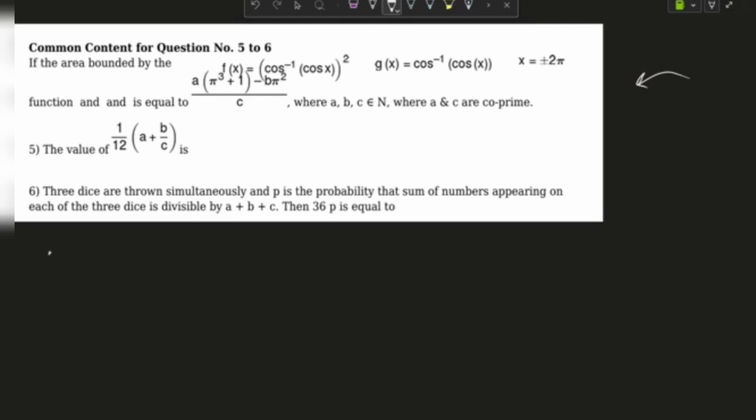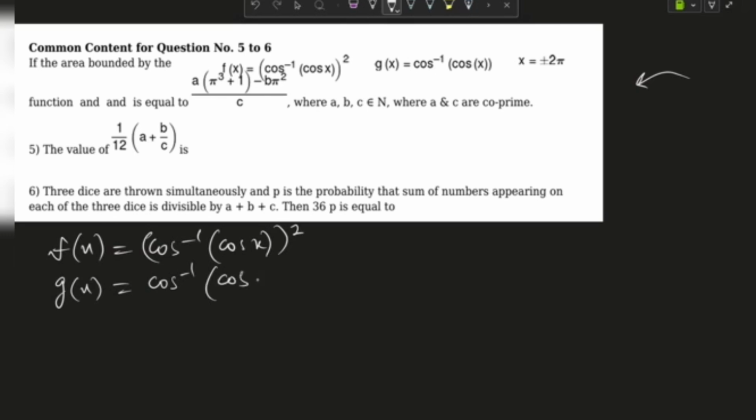So basically we have two functions, f of x given as cos inverse of cos x whole square and g of x given as cos inverse of cos x. So here are our two functions. So basically what we have to do is we have to draw the graph, because otherwise it's impossible to understand how to find out the area. You have to draw the graph for these two.